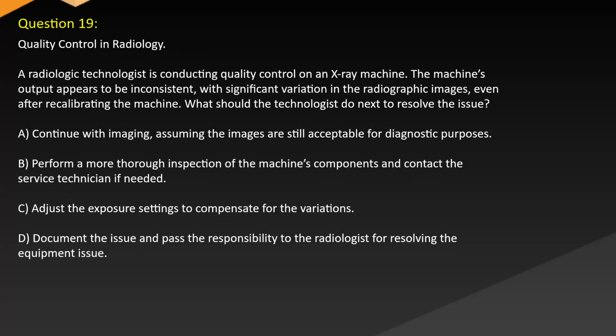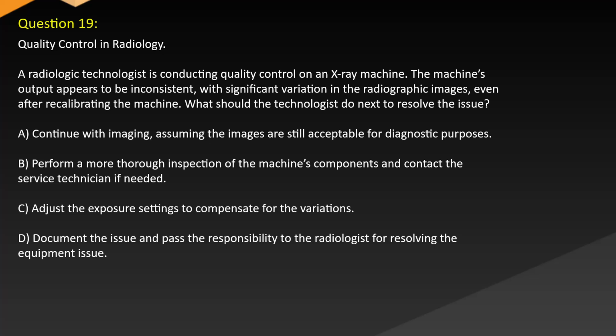Question 19. Quality control in radiology. A radiologic technologist is conducting quality control on an X-ray machine. The machine's output appears to be inconsistent, with significant variation in the radiographic images even after recalibrating the machine. What should the technologist do next to resolve the issue?